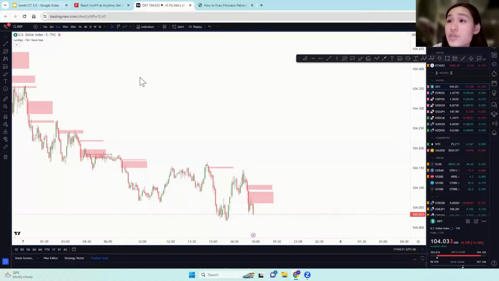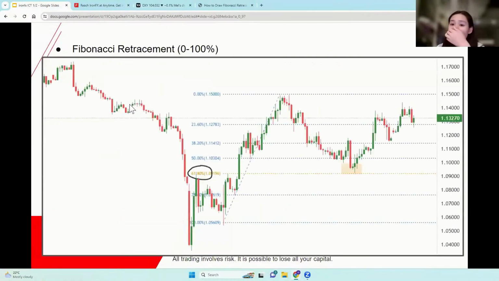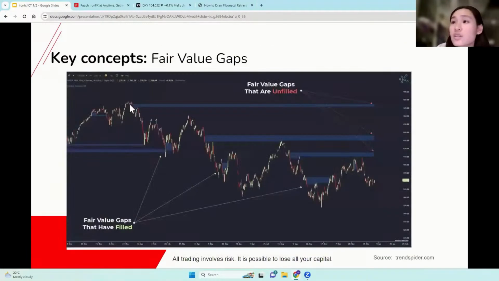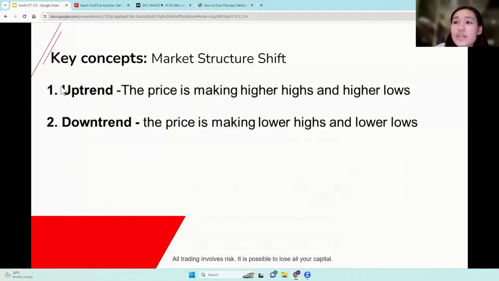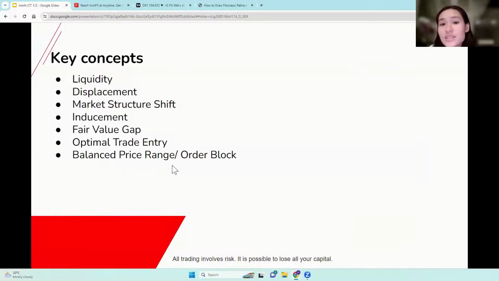You can actually use these key concepts more like a checklist when you're using the ICT trading strategy. Firstly, you look for the liquidity, followed by the displacement, then any market structure shifts, inducements, and fair value gaps. Then use your Fibonacci levels to find your optimal trade entry, followed by the balanced price range, which is basically looking for a double fair value gap over here.